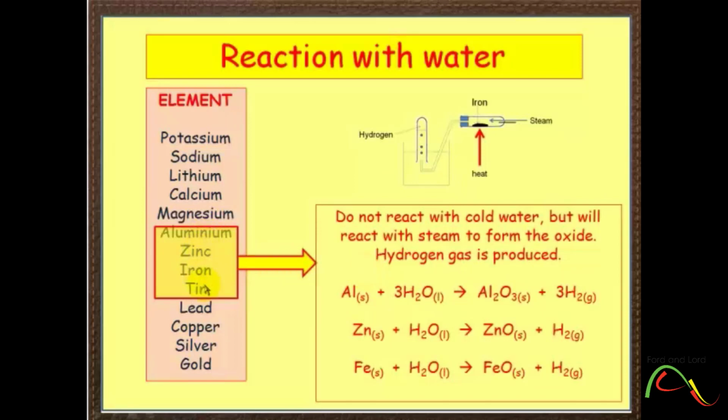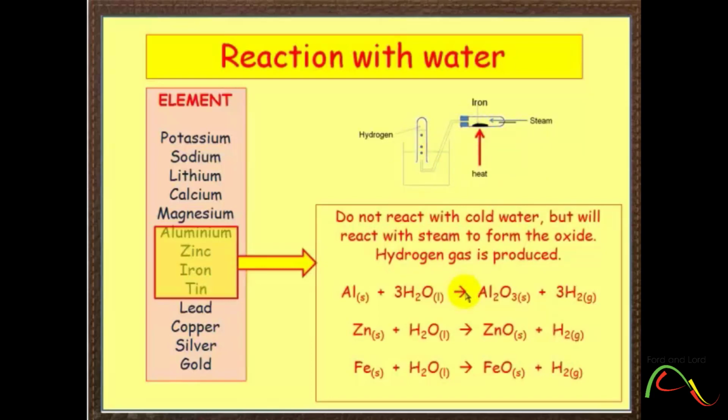Now these metals in the middle here don't react with cold water at all. However, you can get them to react with steam. At the top here we've got the apparatus. If, for example, we take iron, which is here, and put some iron into a tube and make steam flow over the iron, steam, don't forget, which is very hot water, then as it does so, a reaction will take place with the iron, and again you get hydrogen gas being produced.